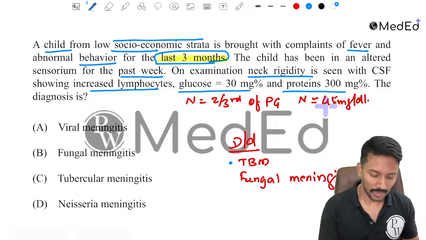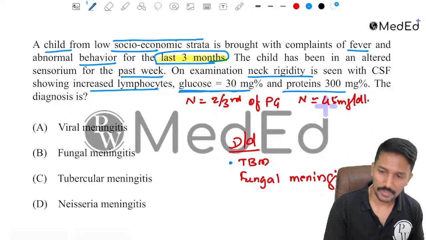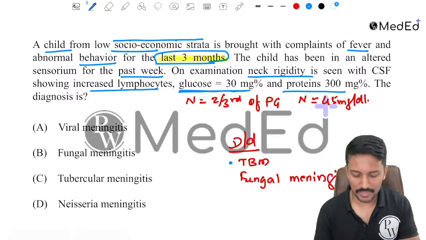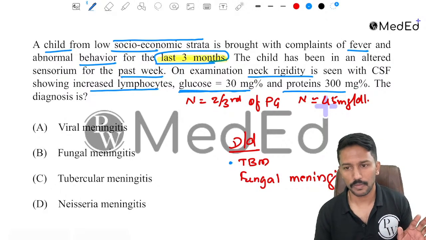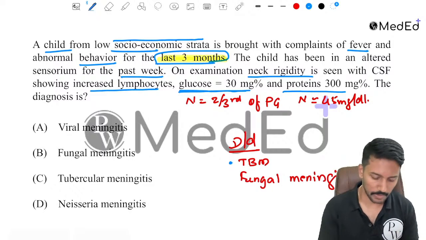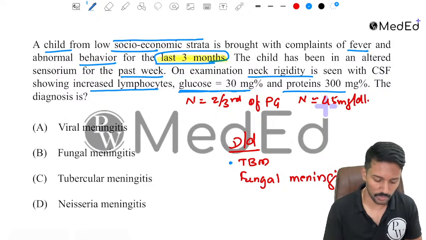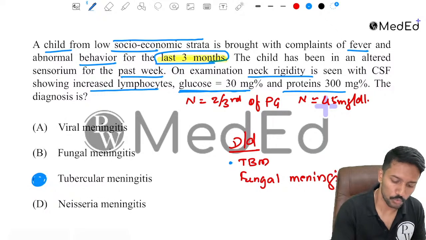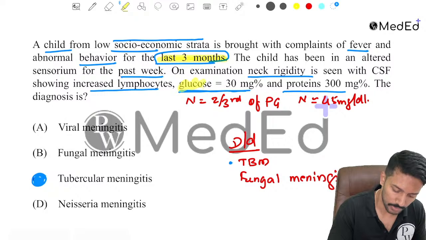Lymphocyte predominance and low glucose. See, even if I take the patient's blood glucose as 90, still it is less than 2/3, right? Even if you take it as 80, it is still less than 2/3. So significantly low glucose again goes in favor of tubercular meningitis. So answer would be tubercular meningitis. In fungal meningitis, such low glucose you won't see. That is the important point.